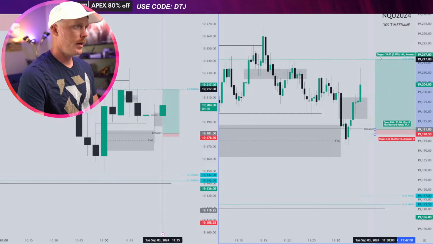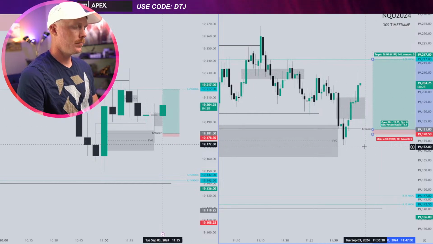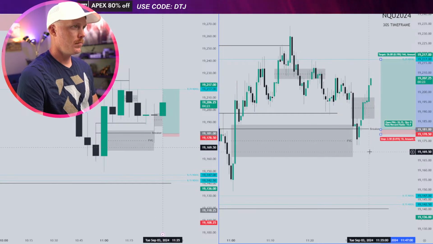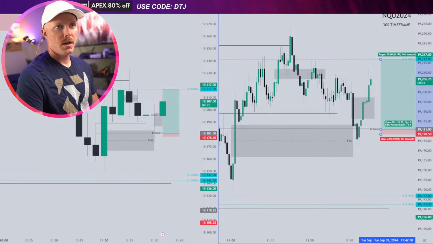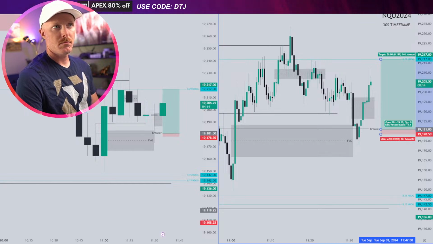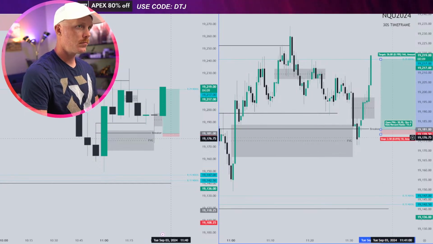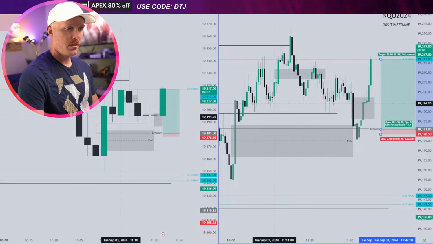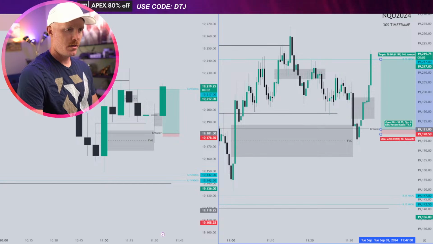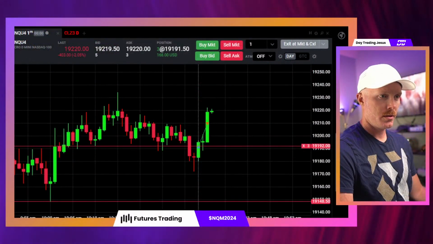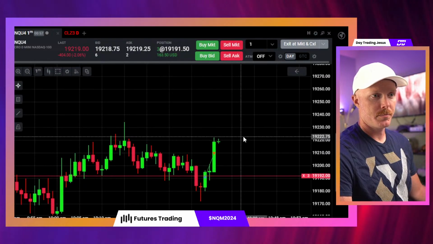Would love to target that high there. I'm going to set my stop at break even. So now this will be a free trade. Okay, there's the push higher. Here, let me show you guys. I can show you my screen share. There's that right there. This is the trade I'm in right now.